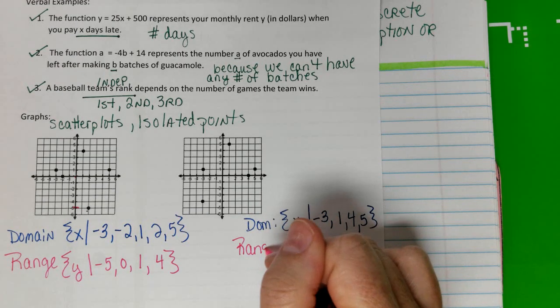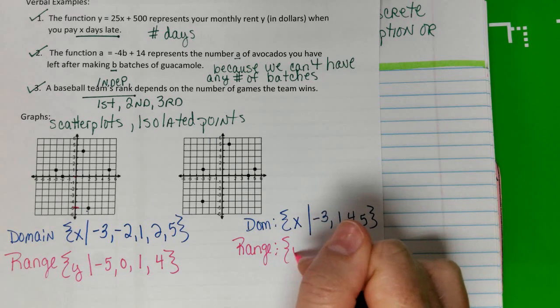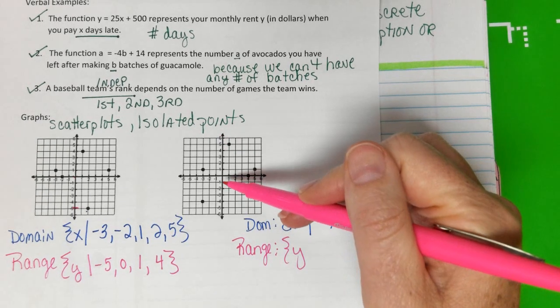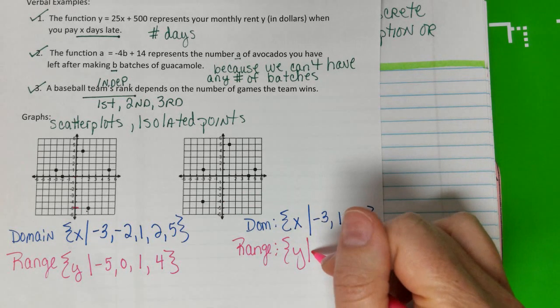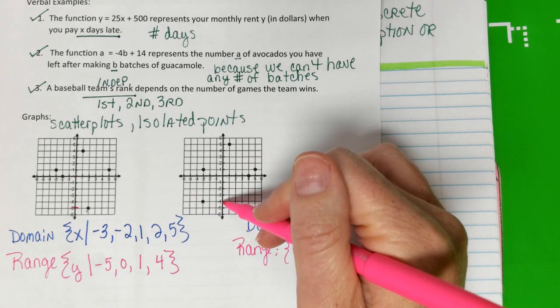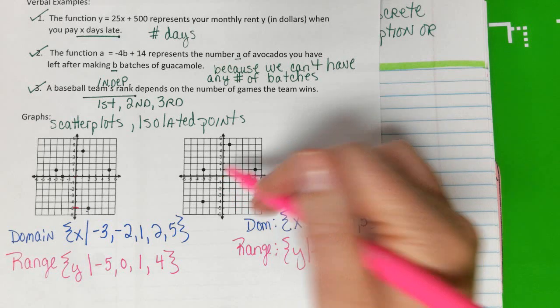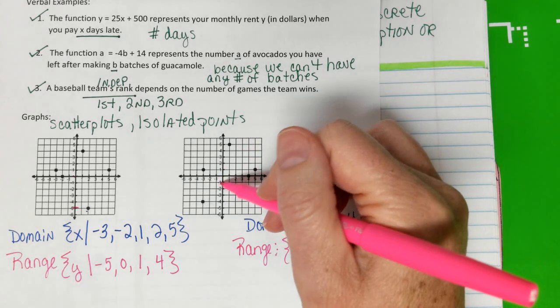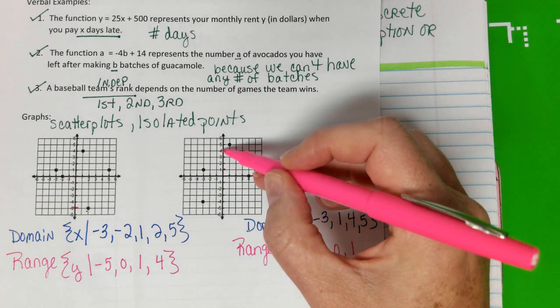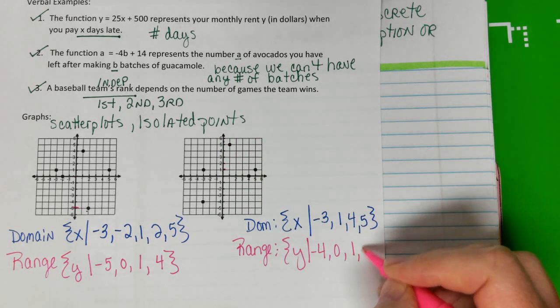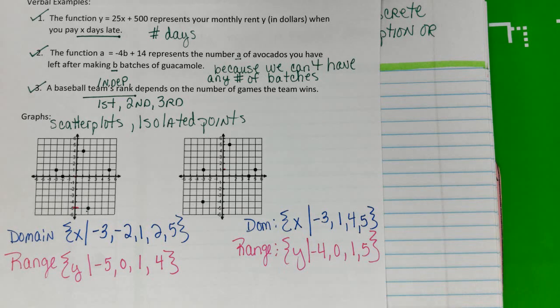And now I have my range. So I'm going to go to my lowest point, which is at negative 4. So y such that it's negative 4. It's 0. It's 1. And again, I have 2 that are at 1. And then it is at 5. And there is my range. Simple as that.